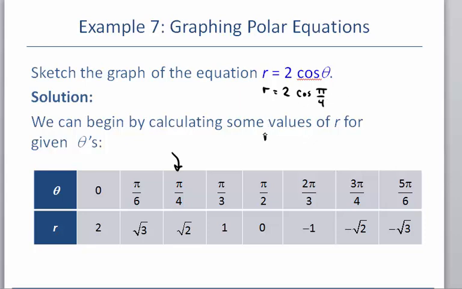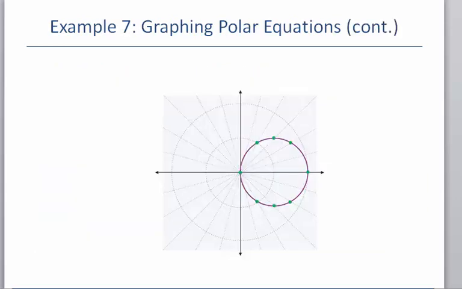I would then say to myself that cosine pi over 4 is square root of 2 over 2. That's either a memorized value or something from my chart of exact values. The 2's would cancel, and the r would be square root of 2. And so I could continue in that manner, forming a table of values, and then plot those points, and I would come up with an equation that looked like this.